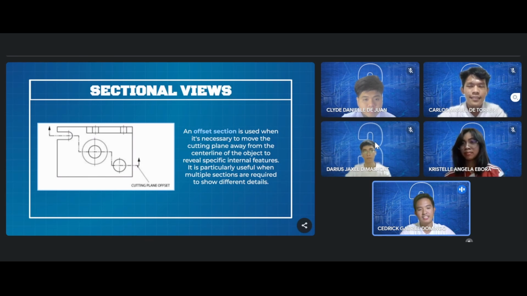Next is enhanced clarity. By shifting the cutting plane, an offset section provides a clearer and more detailed perspective of internal features without introducing unnecessary complexity. This approach enhances the understanding of an object's design and functionality.